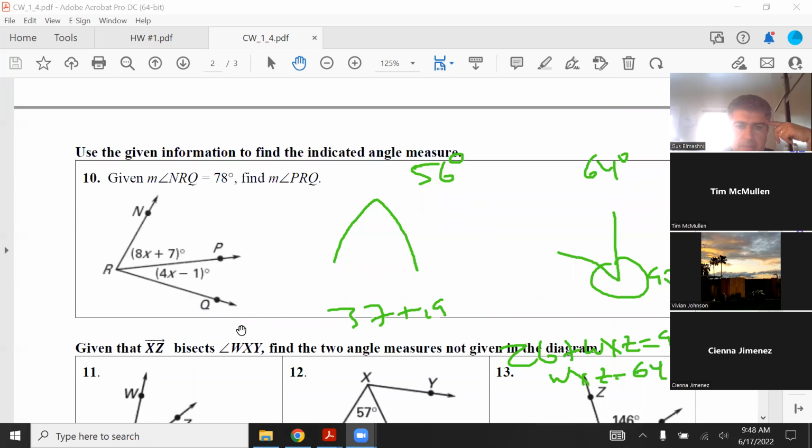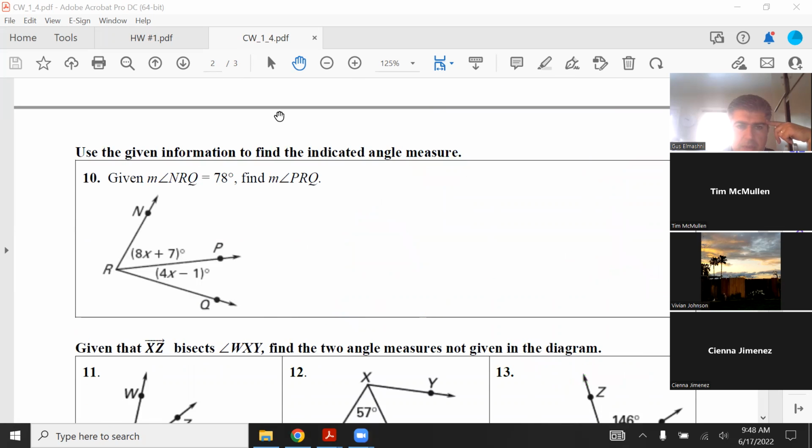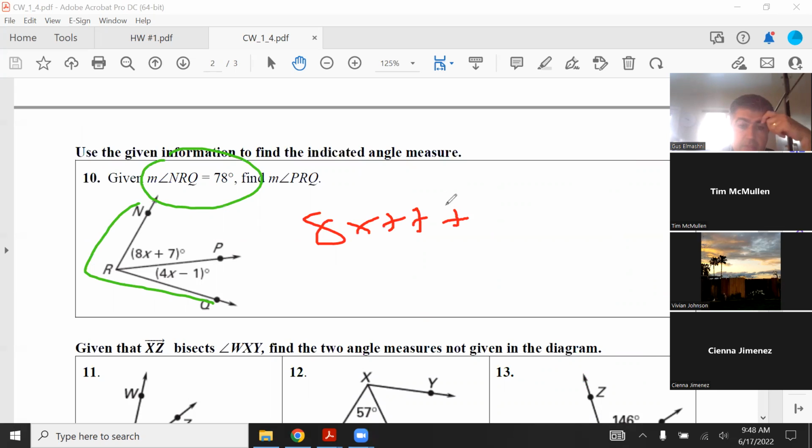Let's look at 10. So 10 is some algebra. So NRQ is the whole thing. So then that means that 8x plus 7 plus 4x minus 1 has to equal the whole thing. And you're not going to set those equal to each other because you're not told that this bisects, right? We'll do that for the other problems. But this is adding, it's AAP, angle addition postulate, because you have these two smaller angles that add up to the big one, right?